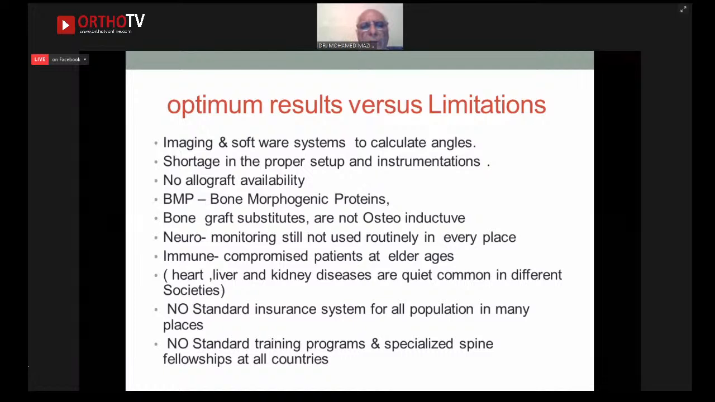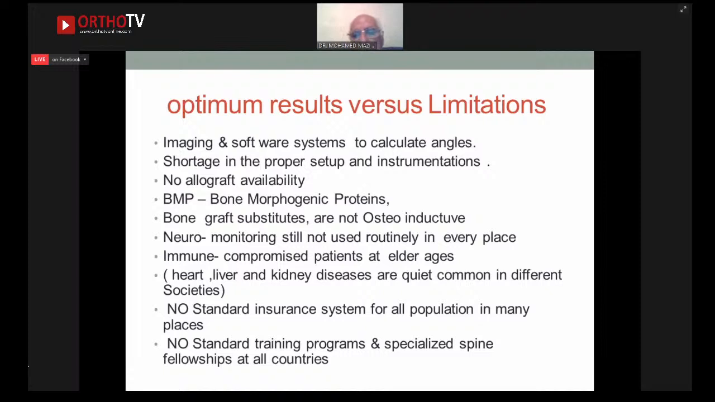Bone graft substitutes are not osteoinductive, they are osteoconductive. You are in need also of osteoinductive material. Neuromonitoring is still not used routinely in every place. Immunocompromised patients at elder age are very common now. Patients with heart, liver, and kidney disease are quite common in different societies.